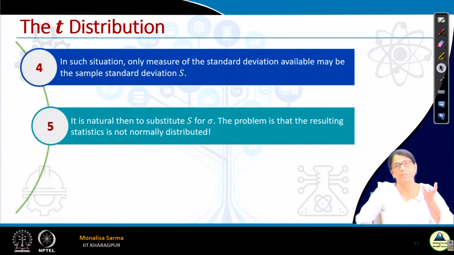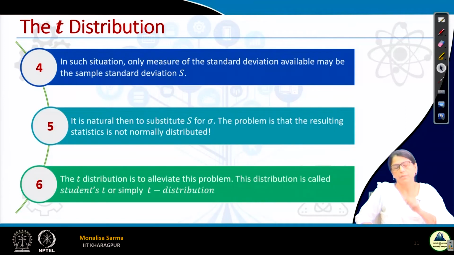Earlier my sample statistic was the z value for the sampling distribution of the mean, and that was normally distributed. In the sampling distribution of variance, my sample statistic was the chi-square value, and that chi-square value was chi-square distributed. So now, empirically it is found that this fits a distribution which is called the t distribution. It is called Student's t distribution, or simply the t distribution.